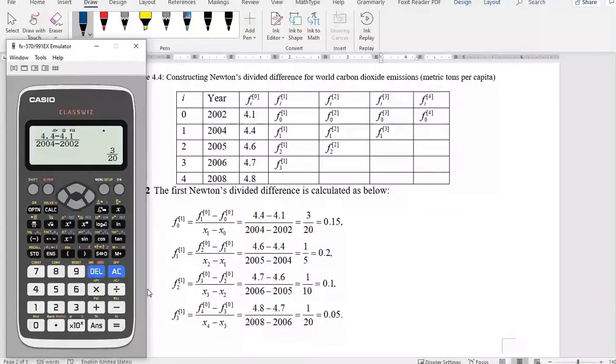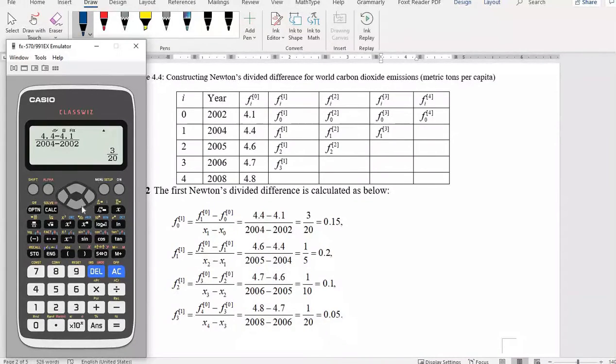If you don't write this formula, you can also substitute the value directly: 4.4 minus 4.1 divided by 2004 minus 2002. You key in including the subtraction, division, and subtraction. And then you write it down here and transfer it here, and later on you put it into your Newton divided difference. So this is the first one, the original calculation. You input everything including the operations in your calculator.